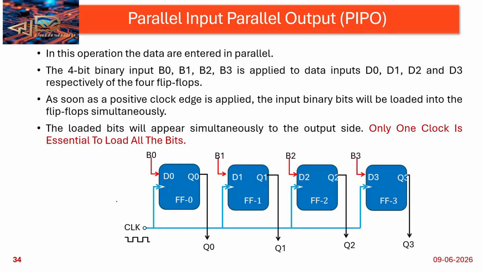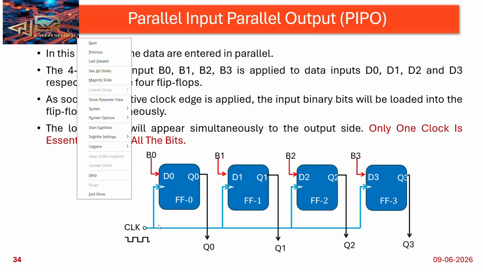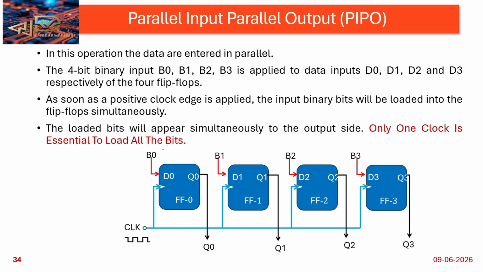At a time I'm giving all the data, so the same output I'm getting on the output side. Okay, whenever you load the data 0, 1, 1, 0, at a time I'm getting the data here, 0, 1, 1 and 0. Only one clock cycle is required. Okay, only one clock cycle is required to load all the data bits.